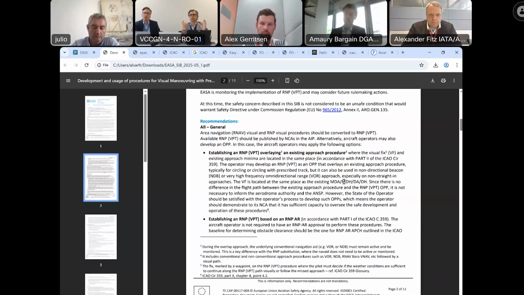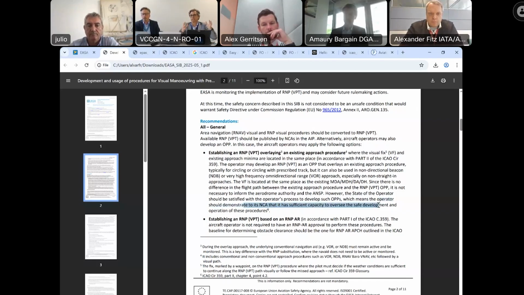So the operators that only fly the state RNP VPT only have one process. The operators that, in addition, develop their own operator proprietary procedure have the validation plus the development of the operator proprietary procedure. And this is what we say here. We say that the state of the operator should be satisfied with the operator process to develop such OPP, and then we say that they need to demonstrate to the competent authority that they have the capacity to oversee.